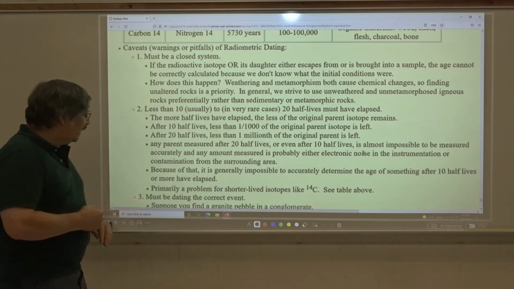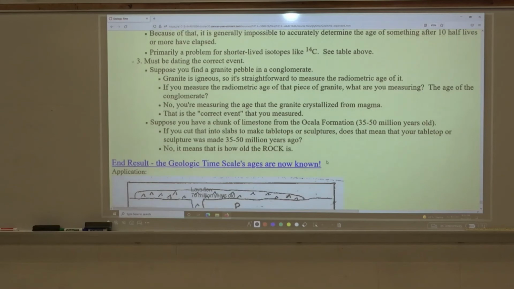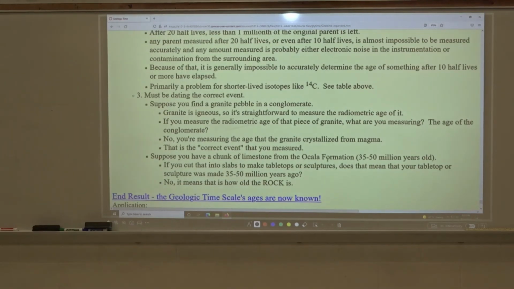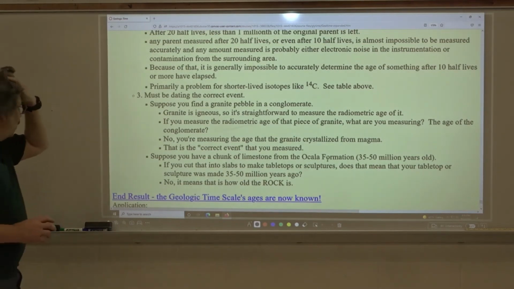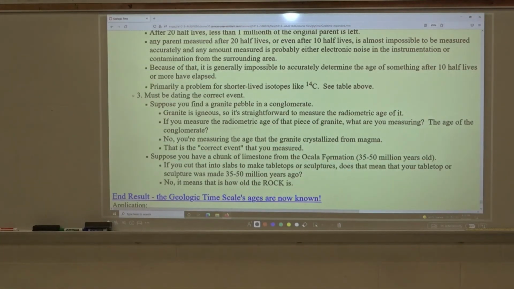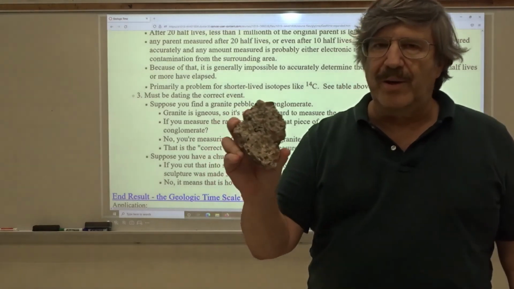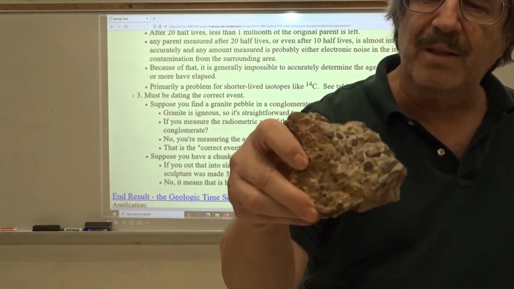Okay, number 3 in our caveats. Number 3 is you must be dating the correct event. What does that mean? Well, let me show you an example of a rock that we have here. Here's a nice example, and I'll try to bring it close so you can see it. Hopefully that's a nice example.